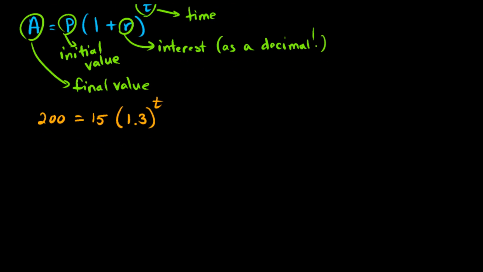Okay, so at this point what you want to do is isolate the base to the power. So there's your base, there's your power. You want to isolate that. So we're going to divide both sides by 15. So we're going to have 200 divided by 15, and that comes out to be 13 1/3. So 13.3 repeating equals 1.3 raised to the t power.